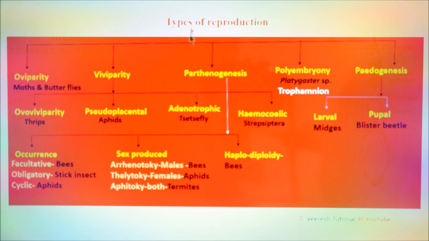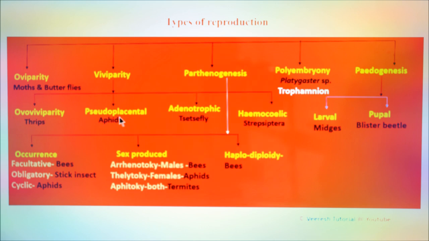Next is types of reproduction. In oviparity, usually the embryonic development takes place outside the mother's body, that means after oviposition. You can see this in the majority of insects, including moths and butterflies. Whereas in viviparity, embryonic development takes place inside the mother's body. There are four main types of viviparity observed in different insects. The first one is ovoviviparity, where the hatching of the egg takes place just prior to or soon after oviposition. You can see this in thrips.